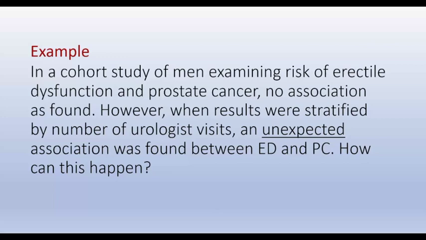So let's look at one example. You have a cohort study of men that's examining the risk of erectile dysfunction and prostate cancer, and no association is found. But when investigators actually stratify the data by the number of urologist visits, an unexpected association is found, and we want to know exactly what's going on.